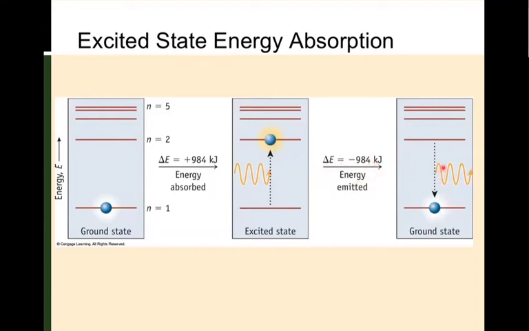So the energy is emitted again, the same amount of energy, and it's given a minus sign, even though the photon always has energy. It always is positive energy. It always has energy associated with it. We just give it the negative because it's releasing the energy.